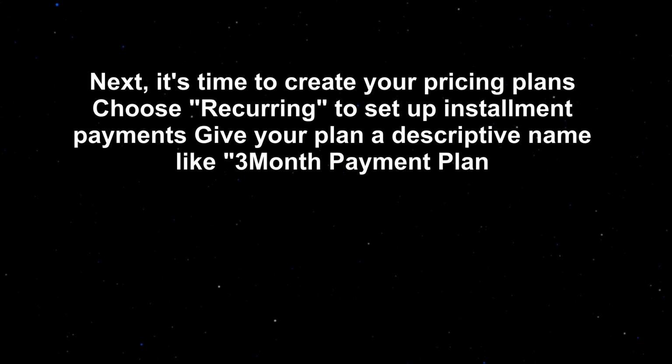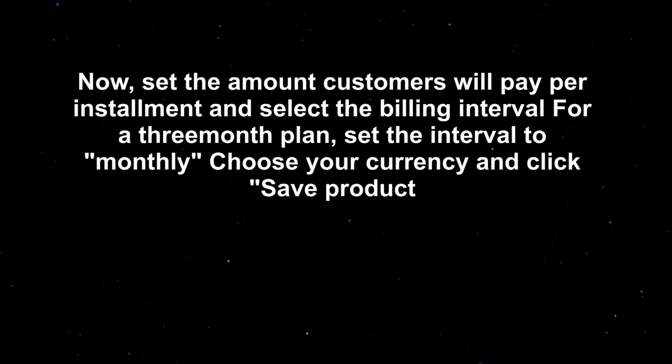Next, it's time to create your pricing plans. Choose recurring to set up installment payments. Give your plan a descriptive name like 3-month payment plan. Now, set the amount customers will pay per installment and select the billing interval for a 3-month plan. Set the interval to monthly. Choose your currency and click Save Product.